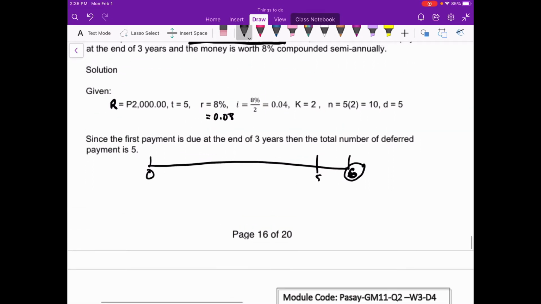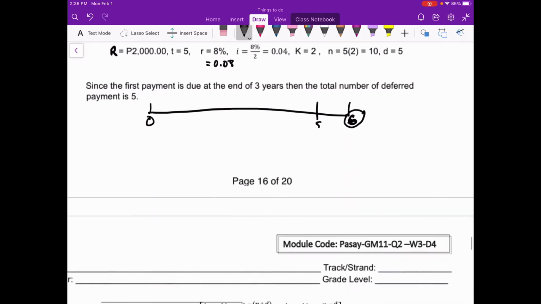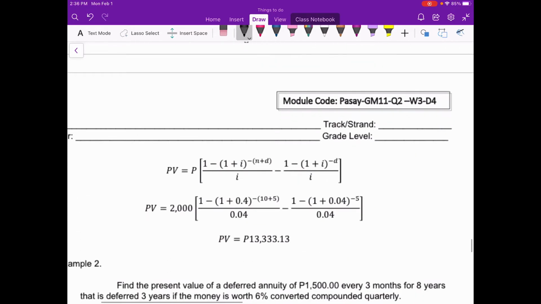The next thing is to use the formula. As I have told you, to find the present value, that is just R times the quantity of 1 minus the quantity of 1 plus i raised to negative (n plus d) all over i, minus the quantity of 1 minus the quantity of 1 plus i raised to negative d all over i. So take a look at the difference. You now have the presence of d and another term. So let's use the formula.